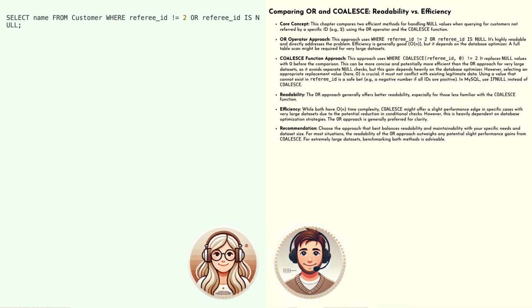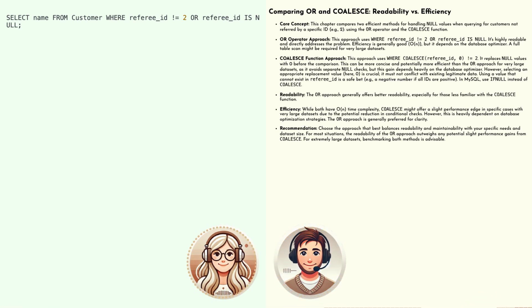Exactly. Now back to our more efficient solutions. The OR approach and the COALESCE approach, they both handle that NULL value challenge. Right. Let's take a closer look at each one. With the OR approach, we're essentially saying select all customers from the customer table where the referee column is not equal to 2 OR where the referee column IS NULL. Perfect summary. It makes sure we're including customers with a different referee and those with no referee.